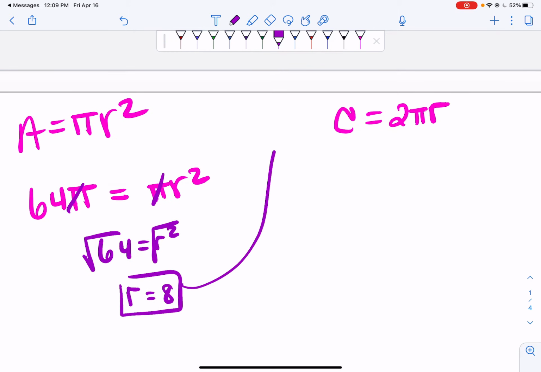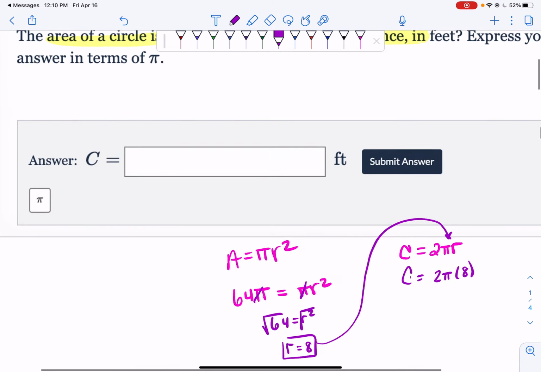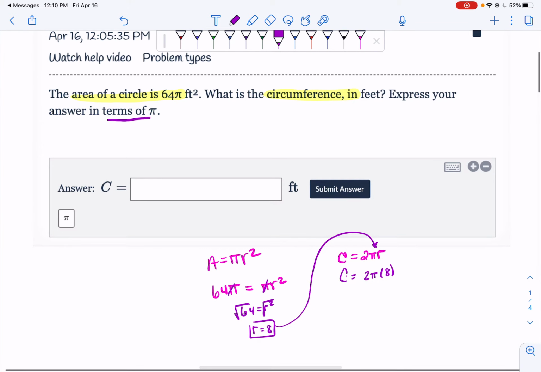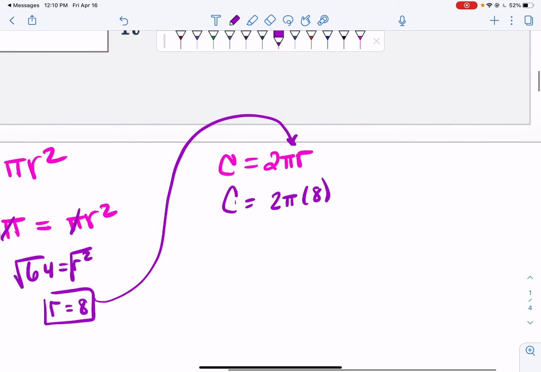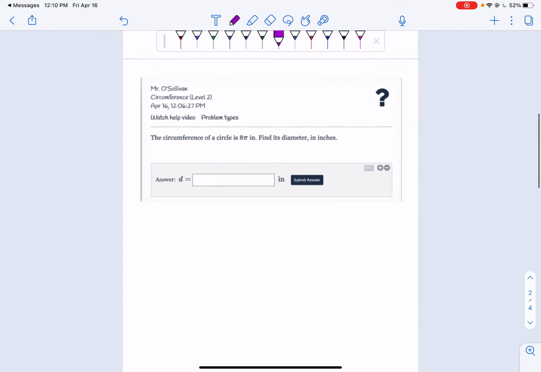Now that I know r is equal to 8, I can plug back in. So I know circumference is equal to 2 times pi times 8. And it says leave your answer in terms of pi, so we're not going to type pi in our calculator. I'm just going to type in 2 times 8. 2 times 8 is 16. So I get circumference is equal to 16 pi as my final answer. And that's it. Let's go on to the next question.